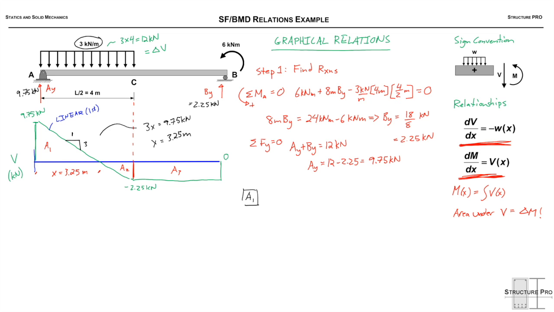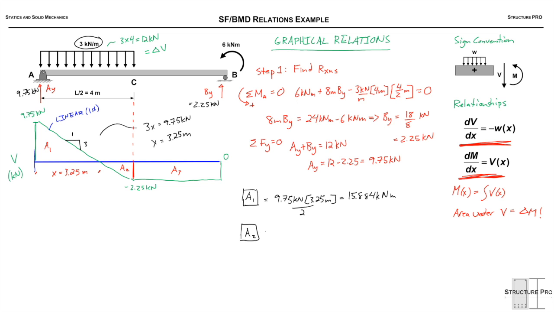So area number 1, we're going to take our basic triangle equation, the width times the height divided by 2. So 9.75 times 3.25 divided by 2. We're going to end up with 15.884 kilonewton meters. So this is the change in moment over that distance. And it's a positive area, we know. So that means the moment's going to be getting larger.